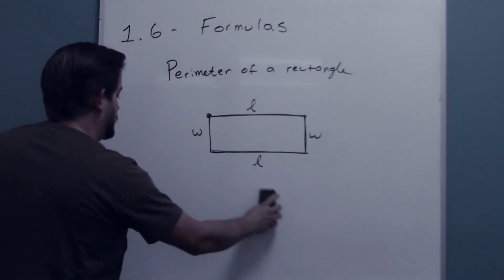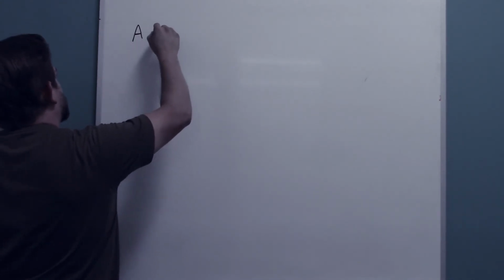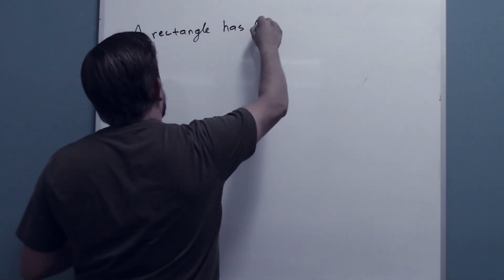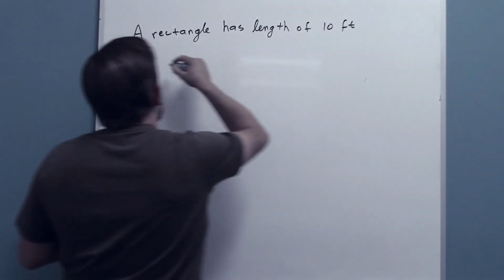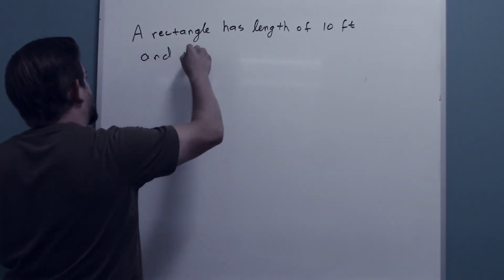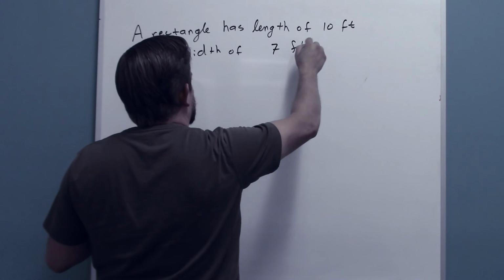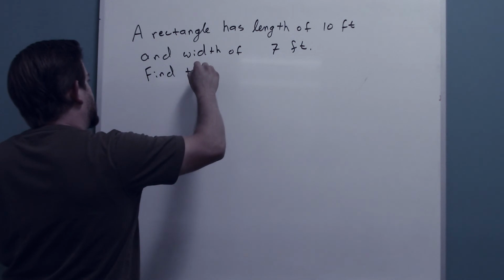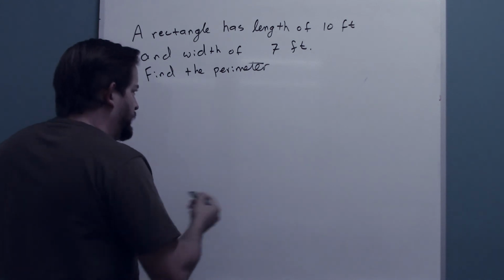And so we'll use that to answer questions like, let's say a rectangle has length of 10 feet and width of 7 feet. And if we're asked to find the perimeter, we can use that formula.